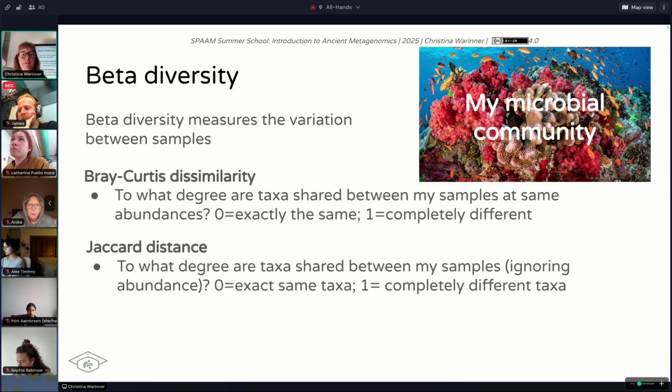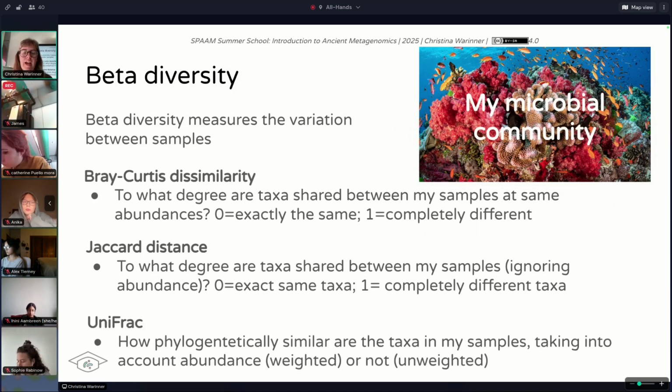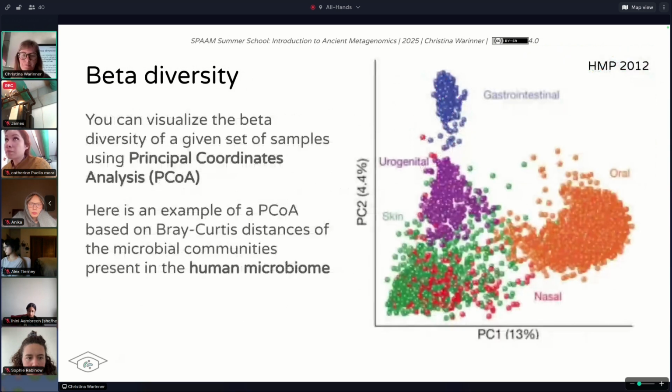Another metric that is used is Jaccard distance. And this asks to what degree taxa are shared between my samples, but ignoring those abundances. Just looking at species presence-absence. And then UniFrac asks the question of how phylogenetically similar are the taxa in my sample, and you can do this taking into account abundance, that's weighted, or not, so unweighted. This is nice because you may have many different, say, Streptococcus species, but they're all within Streptococcus. The other two methods won't notice that those are actually really similar organisms, but UniFrac will.